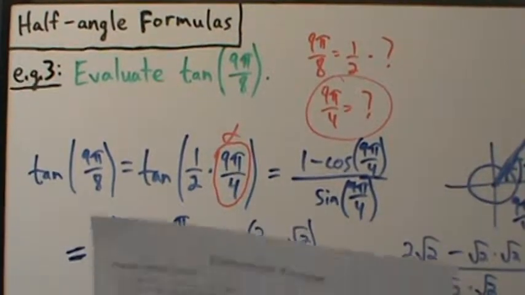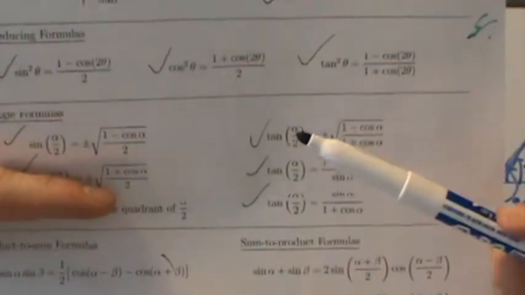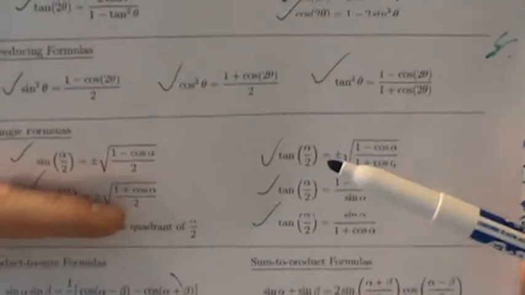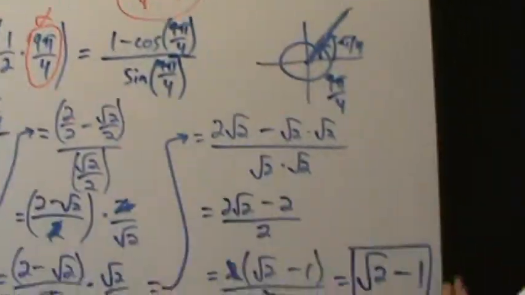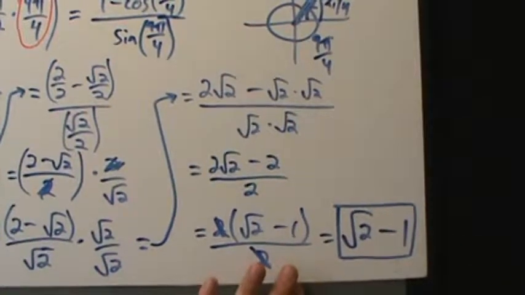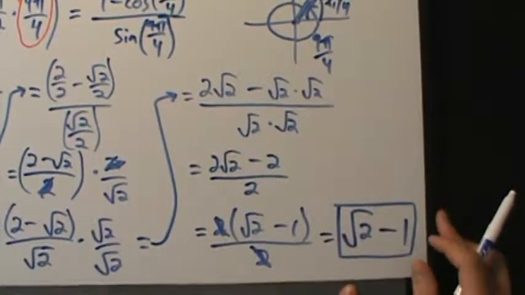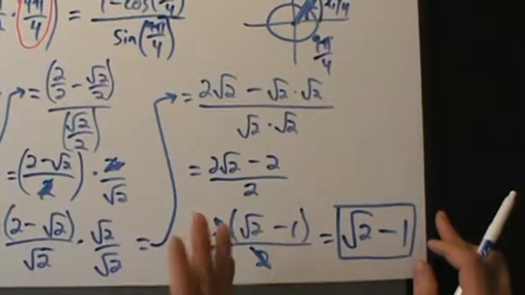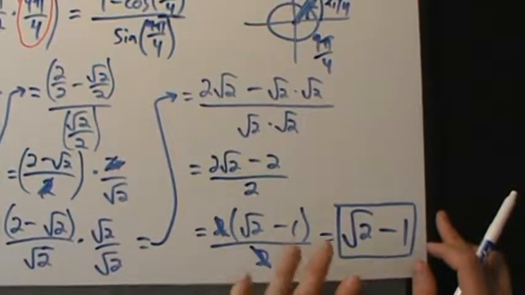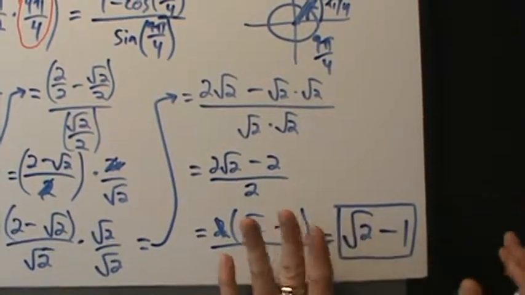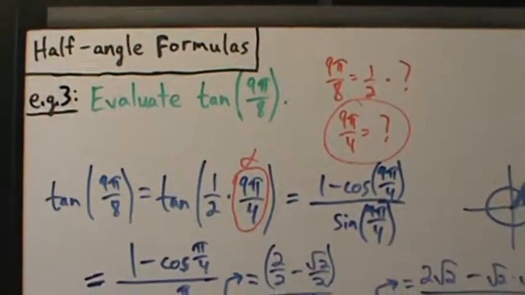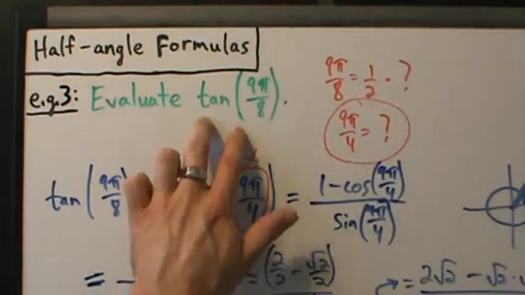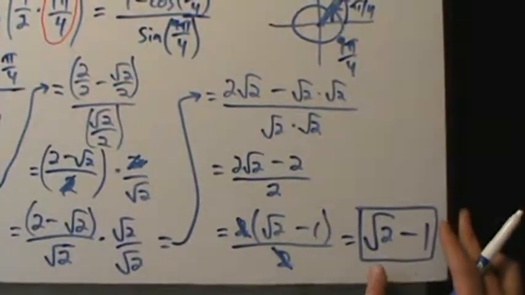I do want to point out, if we used either the first formula for tangent of alpha over 2 or the third one, we would get the same answer. It is possible it might not look like this. We saw something like that in example 1, where we did something 2 different ways and got the same answer twice, but it didn't look the same. You might get something that looks different, but it will be the same as long as everything is done correctly. So there's example 3 of using half-angle formulas to evaluate tangent of 9 pi over 8, and the answer is the square root of 2 minus 1.